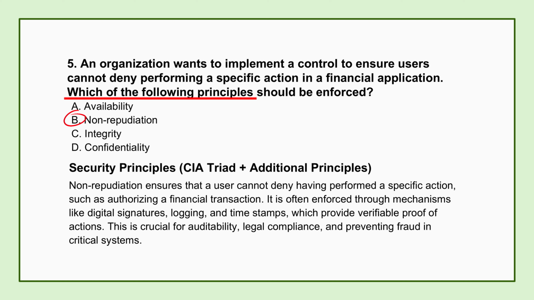Several ways. Digital signatures are a big one. They cryptographically link a user to an action and verify the data hasn't been tampered with. Secure, detailed audit logs are also crucial, recording every action in a way that can't be altered. It fits alongside confidentiality, integrity, and availability, the CIA triad, as a really fundamental security goal, especially where trust and proof are critical. Got it.